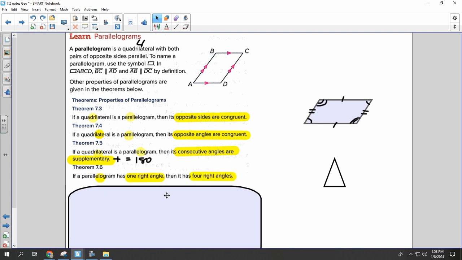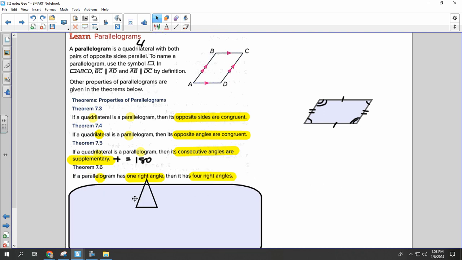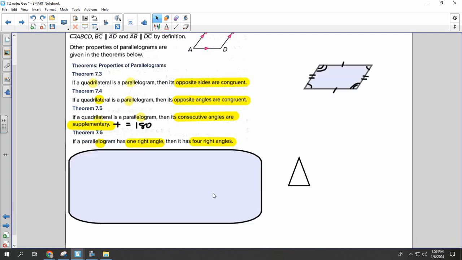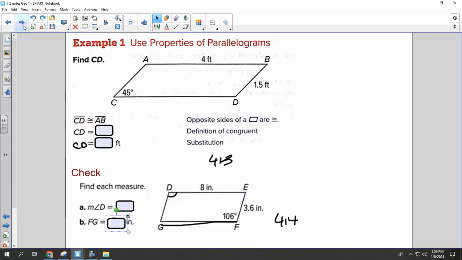All right, last one. If a parallelogram has one right angle, then all four angles are right angles. So if just one of the angles in your parallelogram is a right angle, then because consecutive angles are supplementary, all the rest of them have to be a right angle. All right, let's see how that comes into play when we're looking at parallelograms.